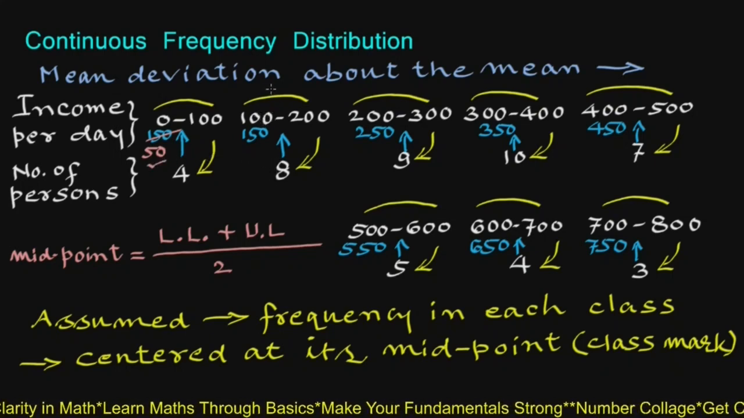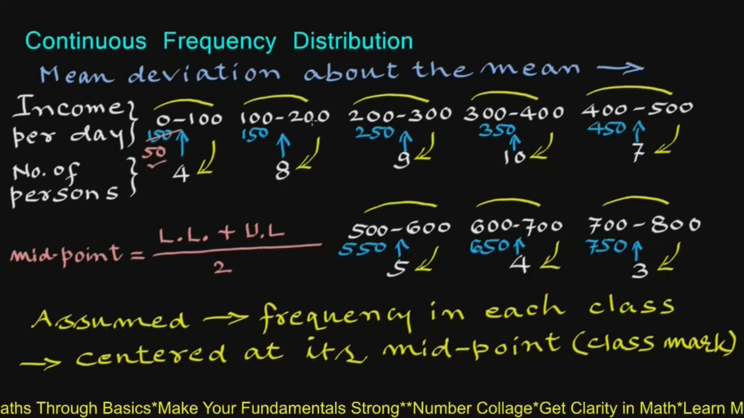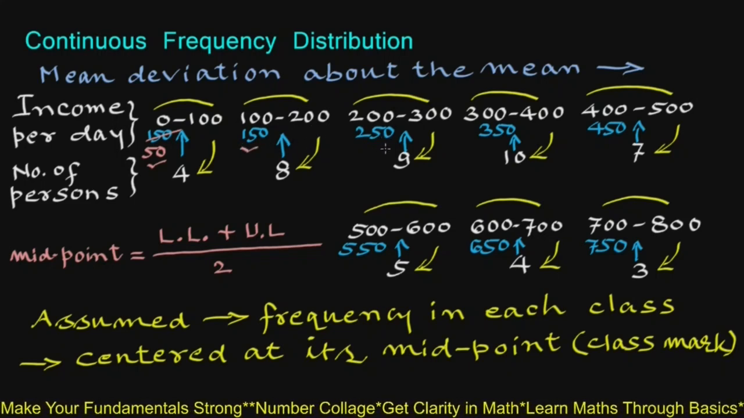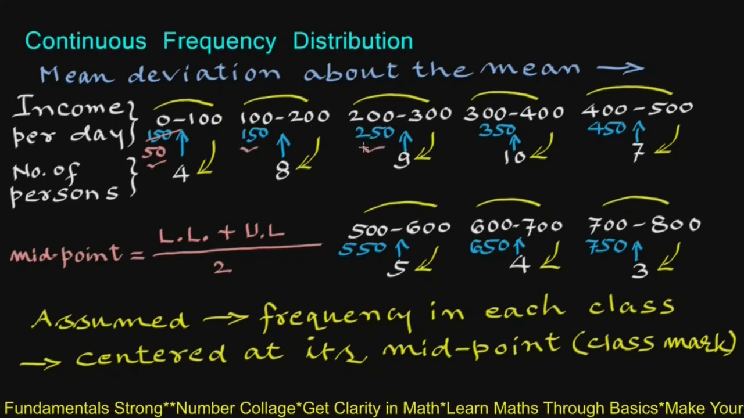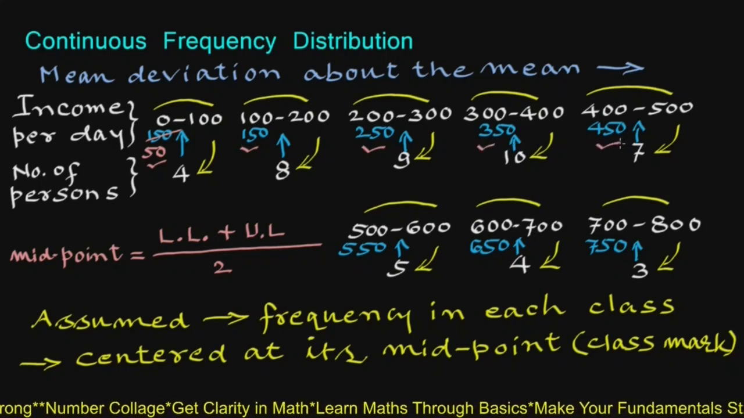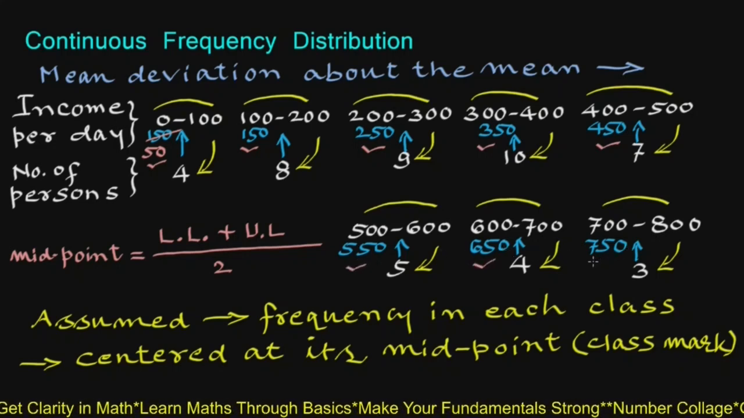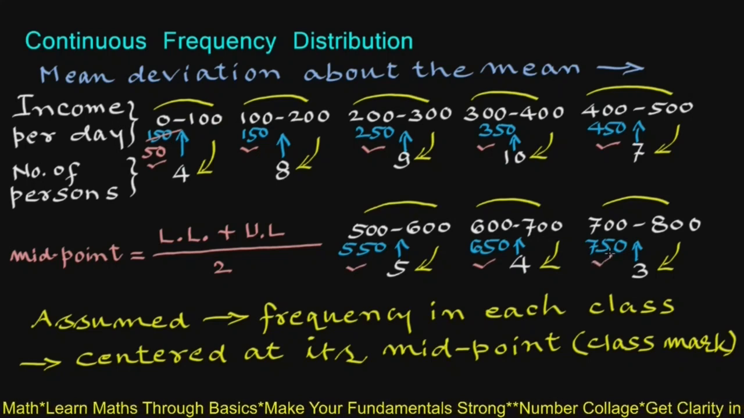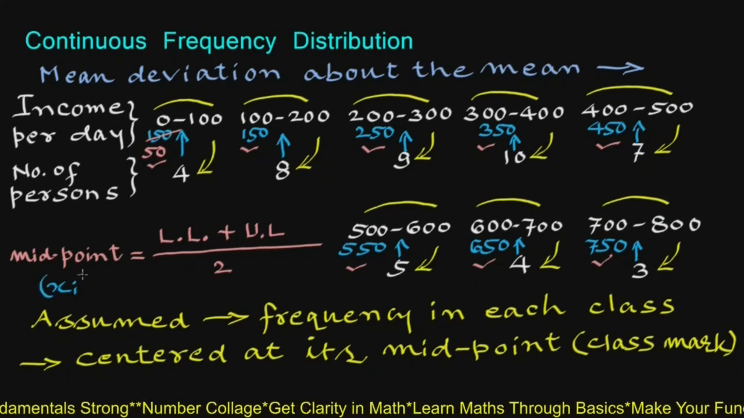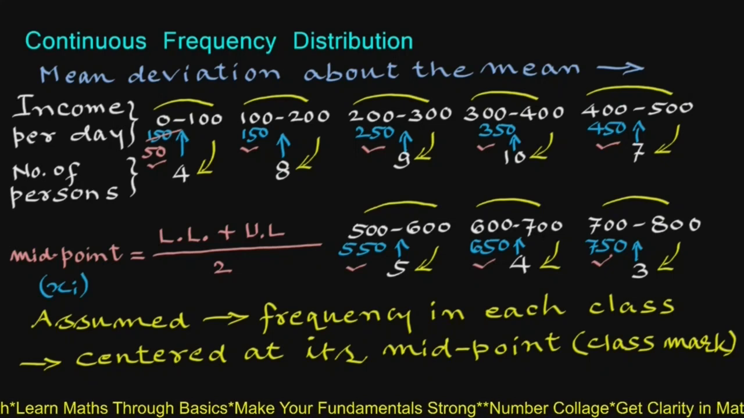Similarly, for the second class interval, lower limit 100 plus upper limit 200 will be 300, and 300 upon 2 will give us 150. Similarly, for the third class interval, the midpoint is 250. For the fourth, it is 350. For the fifth, it is 450. For the sixth, 550, seventh 650, and eighth class interval 750. And this midpoint is treated as xi, as in the case of the discrete frequency distribution that we have already seen.